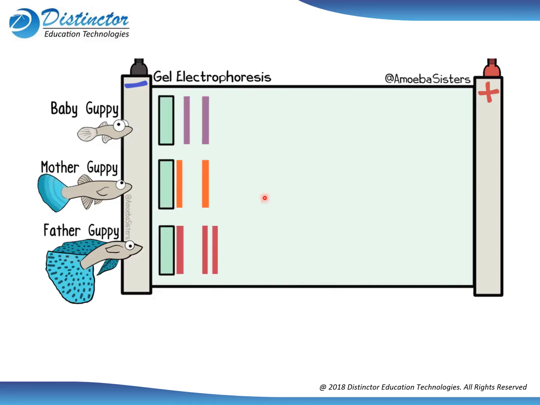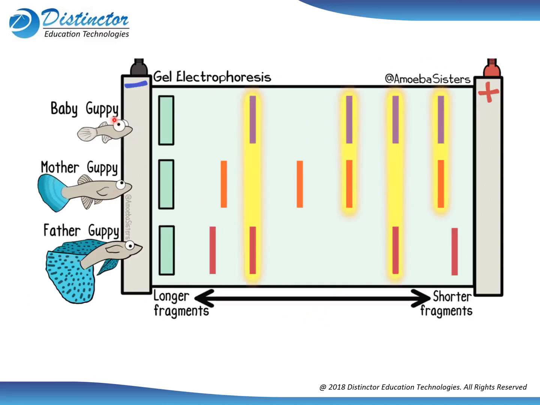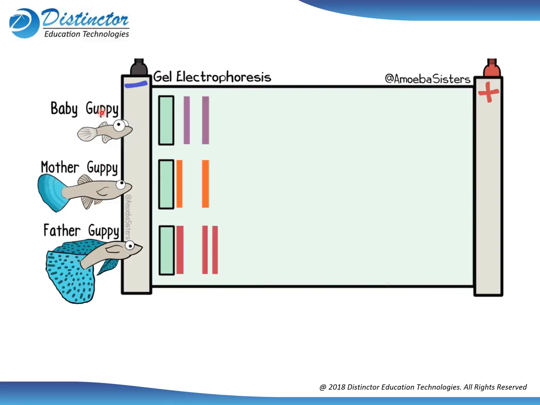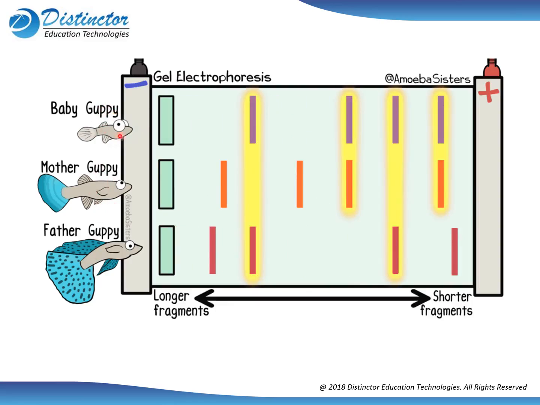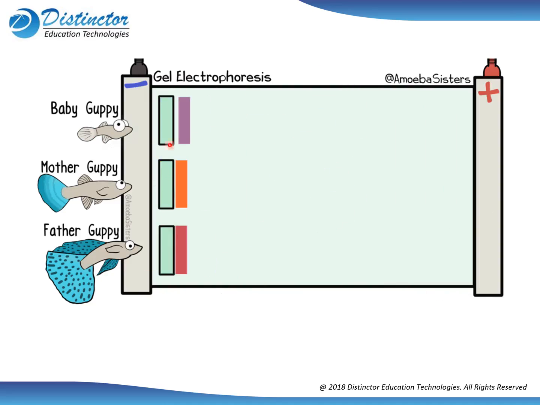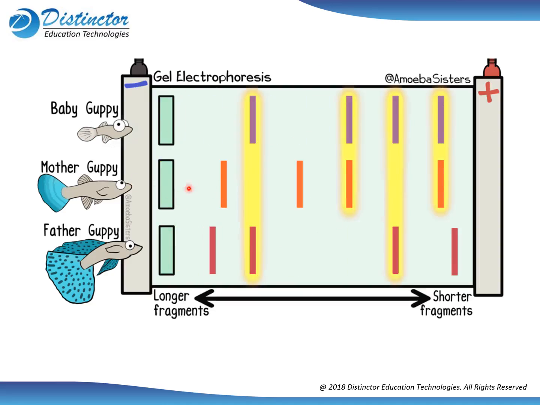So this is one example. Let us say we need to find a relationship between baby guppies and the mother and father. So we are going to find out the similarities of genes of the mother and father with the baby guppies. What happens is we are going to isolate the genome, and then we are going to load the gene or DNA in this well. Once it is inserted, we are going to pass the electricity.